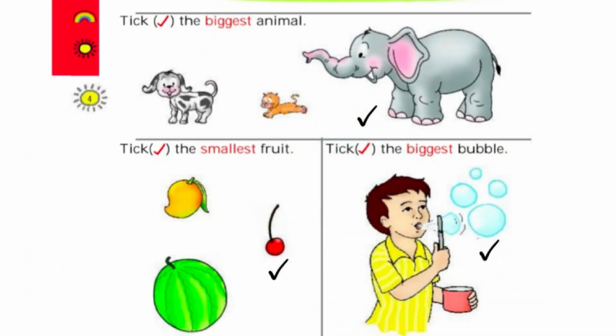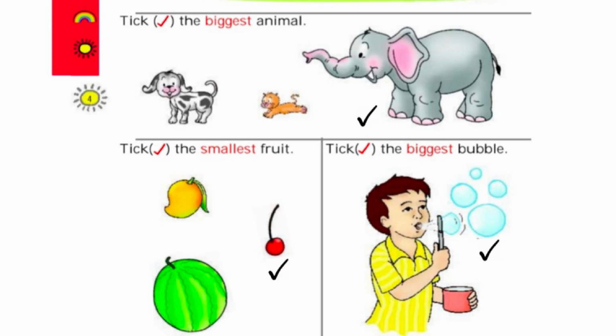Tick right the biggest animal. There are three animals. The elephant is the biggest among three of them. Let's see the another example. Tick right the smallest fruit. The cherry is the smallest among three of them. Let's see the another example.